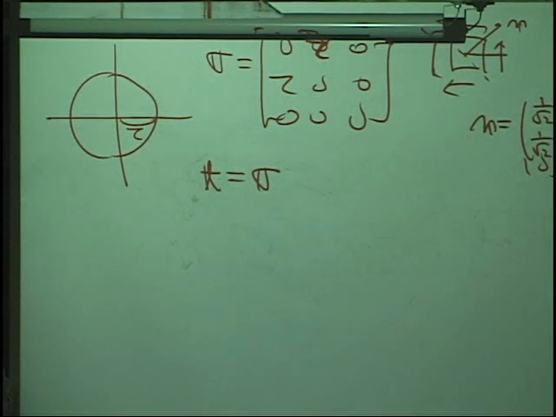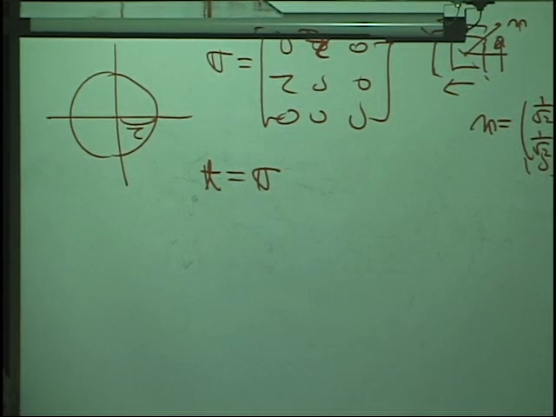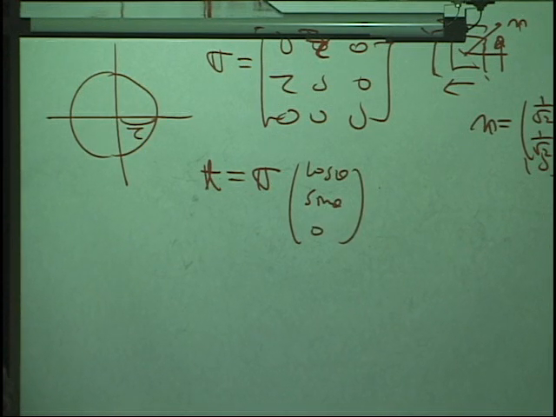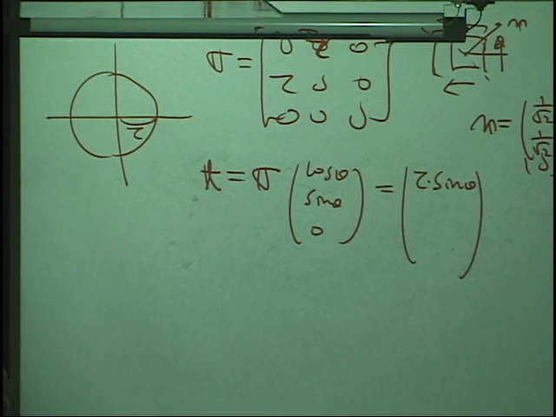Or you can say, if we have theta there, this will be simply cosine theta, sine theta, and 0. So this one will be cosine theta and sine theta and 0 here. And the traction will be tau sine theta and tau cosine theta and 0. Right?